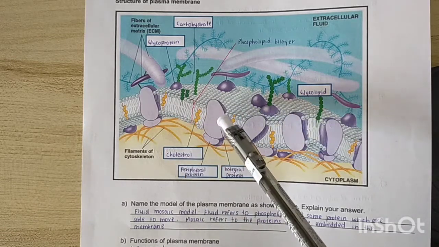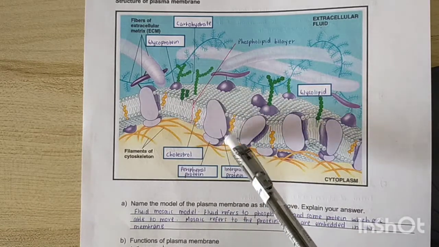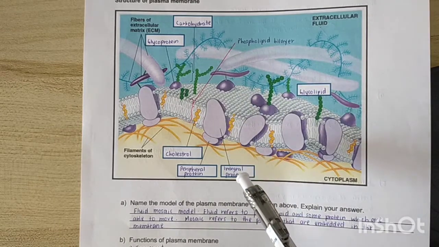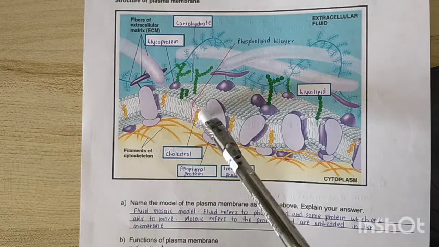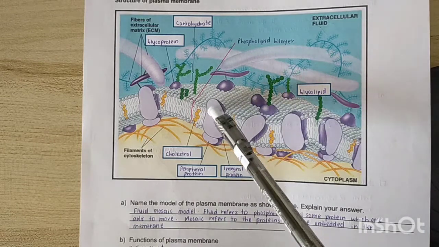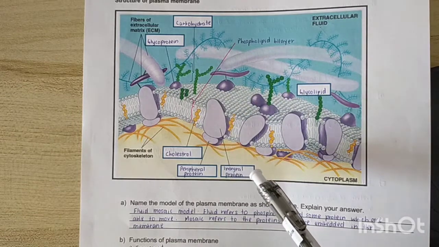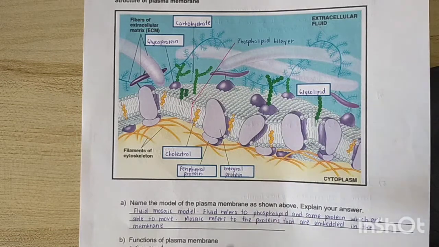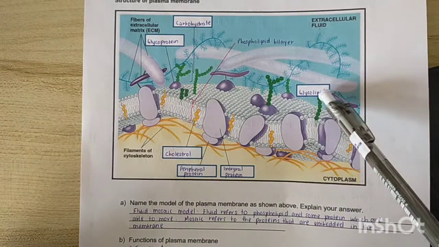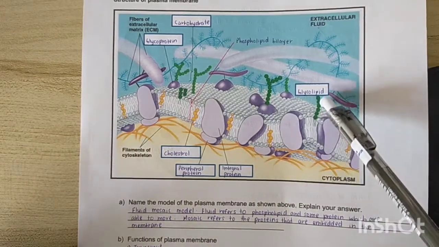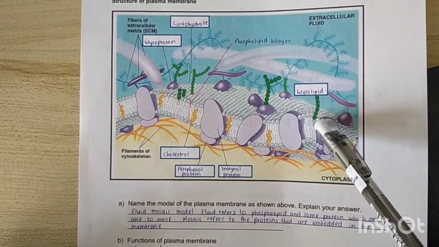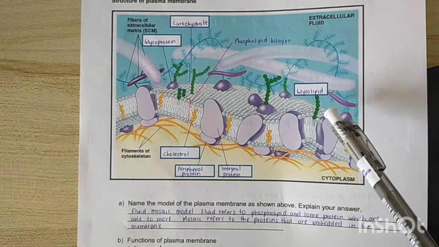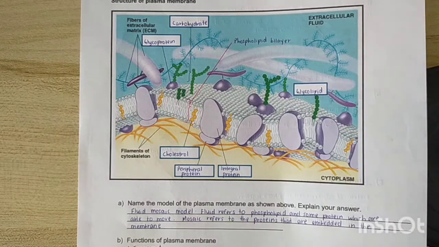But for integral protein, it will be fully embedded or partially embedded at the structure of the phospholipid bilayer. So that means if we look here, this protein penetrates through the phospholipid bilayer. So that's why this is what we call integral protein. And then the structure here, this is the carbohydrate that is attached to the phospholipid. So the association between carbohydrate and lipid we call glycolipid.